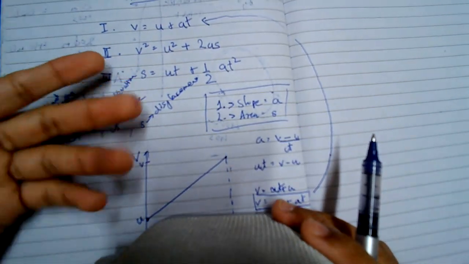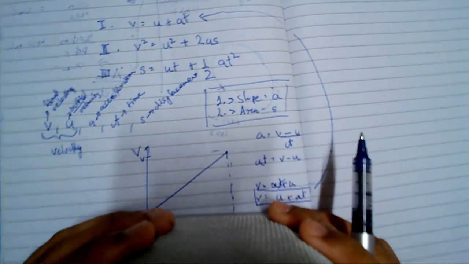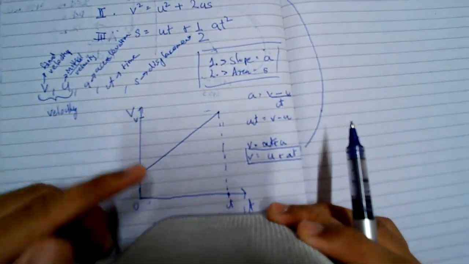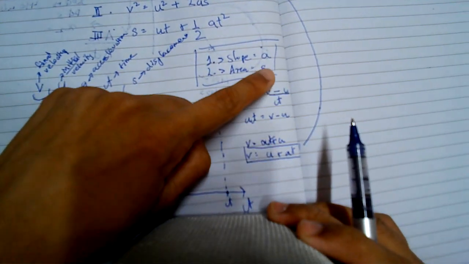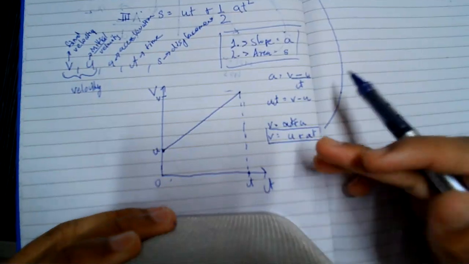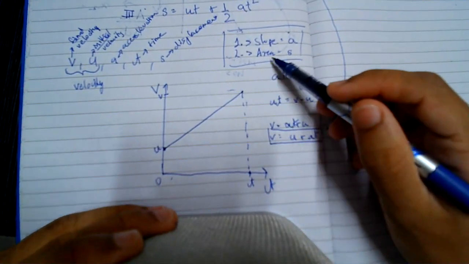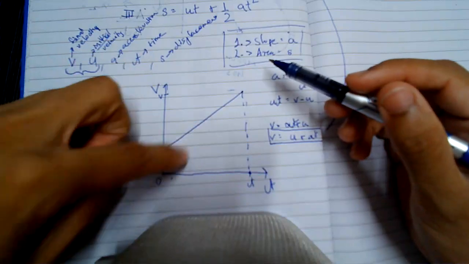Now let's look at the second one. Forget about the square. Let's try to find displacement, because from here we found acceleration. So let's just do the second one, displacement. How do we find displacement? We find the area. How do we find the area? Well, we find the area from here.